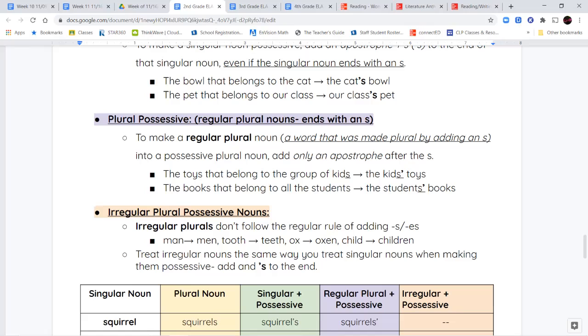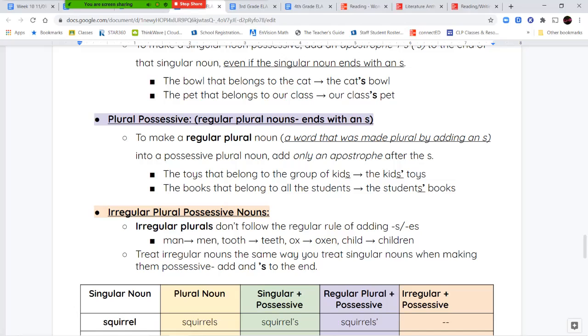Now, of course, we have, like we talked about last week, irregular plural nouns. When we want to make an irregular plural into a possessive, we are going to treat it the same way we treat a singular noun when we want to make it possessive, which means we add an apostrophe S, right? Because those words are not spelled the same way as they would be if they were regular plural nouns.